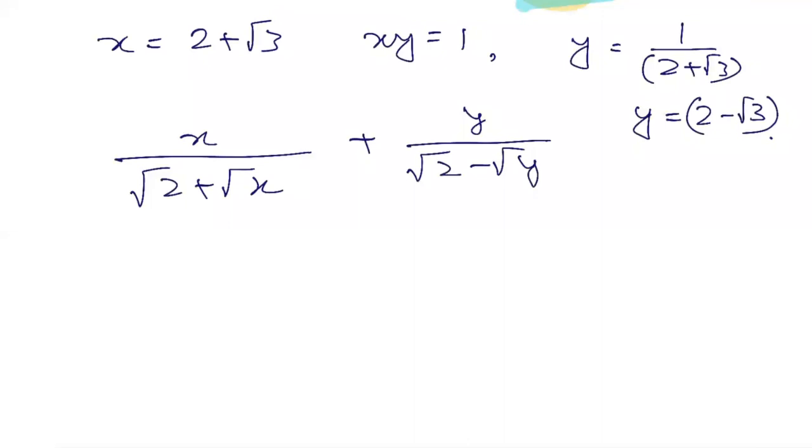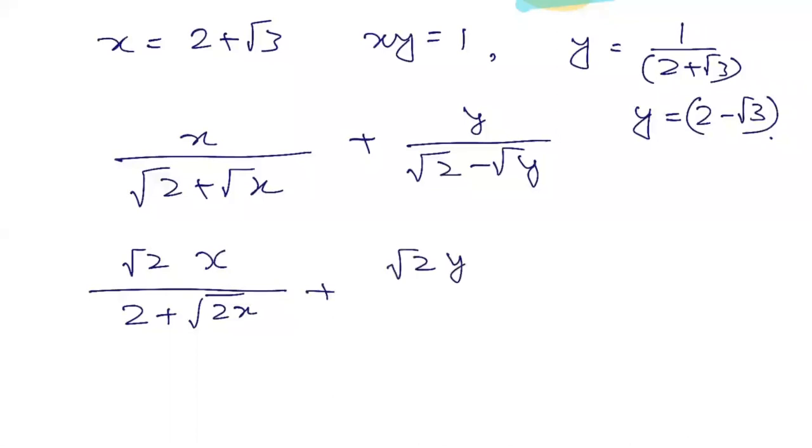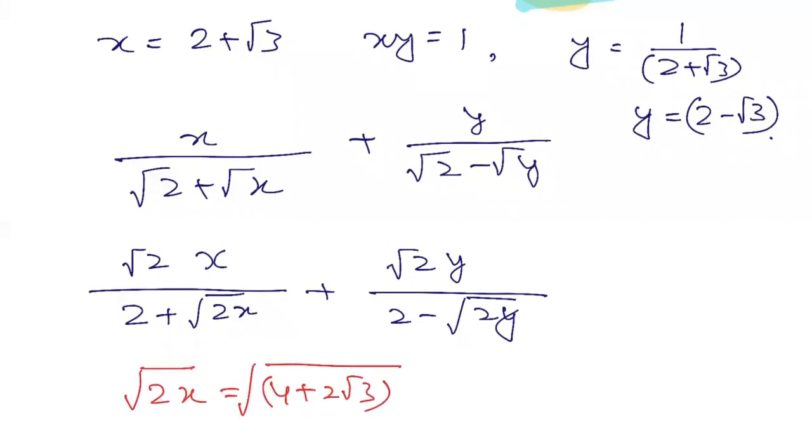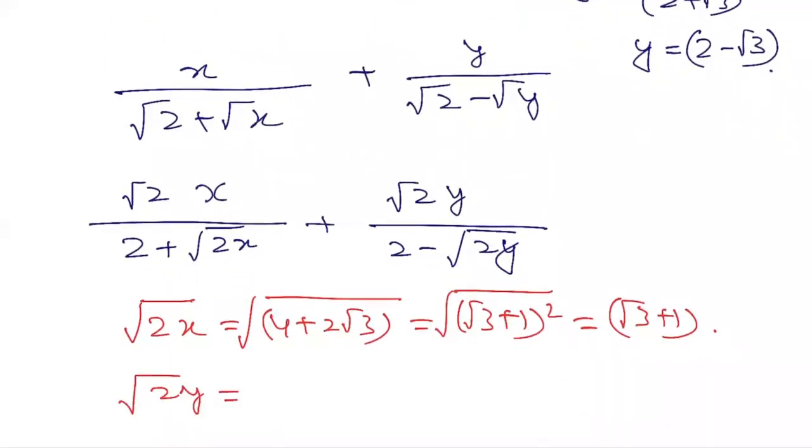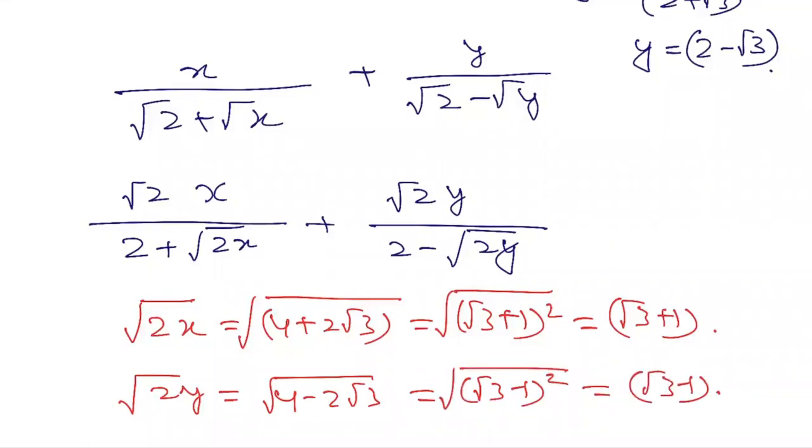Right? X and y. Multiply with root 2: root 2 x upon 2 plus under root of 2x, plus root 2 y upon 2 minus under root of 2y. Now what is this root 2 x? Change this: 2x is equal to 4 plus 2 root 3. Under root of this is equal to root 3 plus 1, the whole square under root, thus root 3 plus 1. Similarly, 2y under root is 4 minus 2 root 3, which will be root 3 minus 1, the whole square under root, so this will be root 3 minus 1.